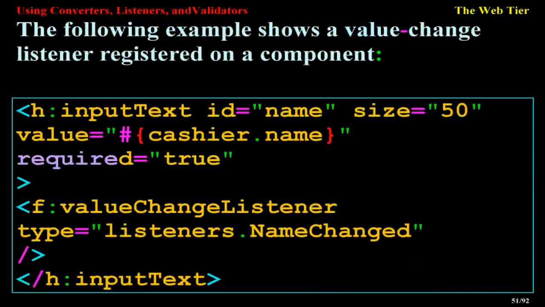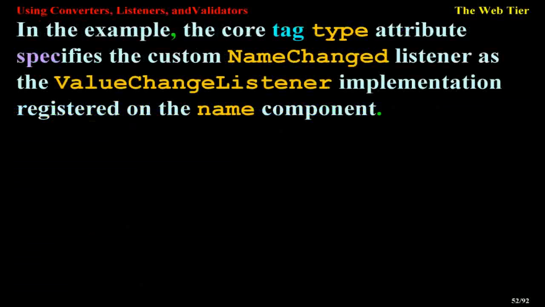The following example shows the ValueChangeListener registered on a component. h:inputText id="name" size="50" value="#{cashier.name}" required="true", f:valueChangeListener type="listeners.NameChanged", /h:inputText. In the example, the core tag type attribute specifies the custom NameChanged listener as the ValueChangeListener implementation registered on the name component.